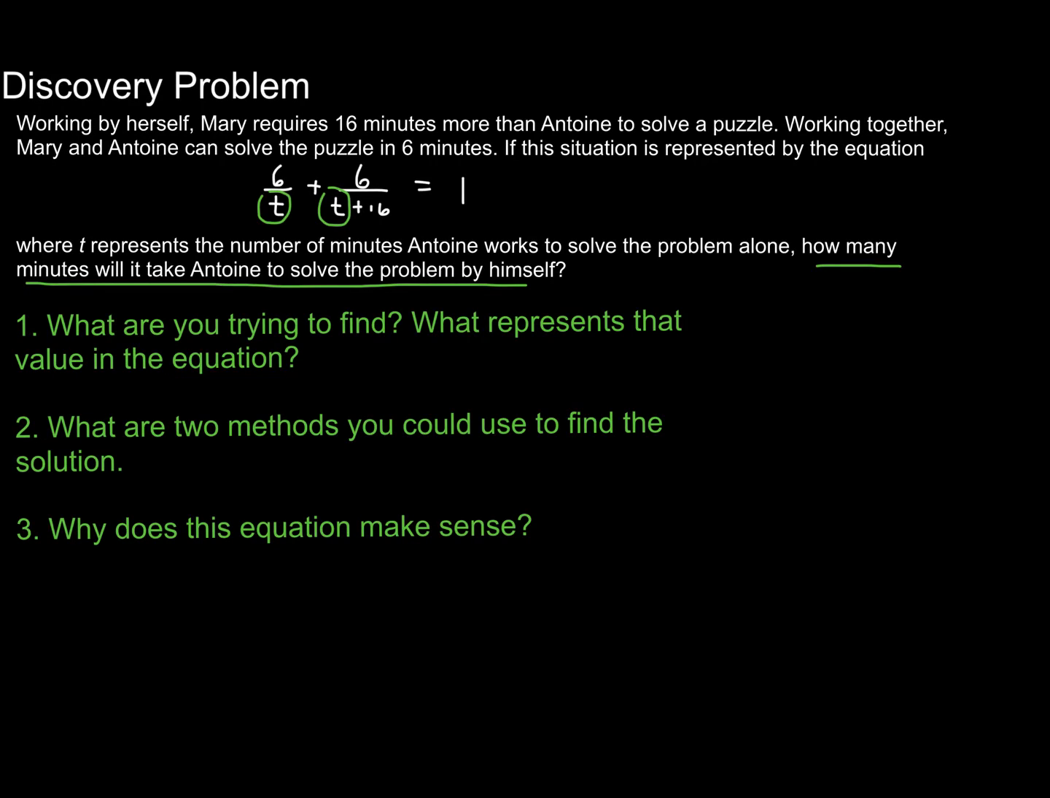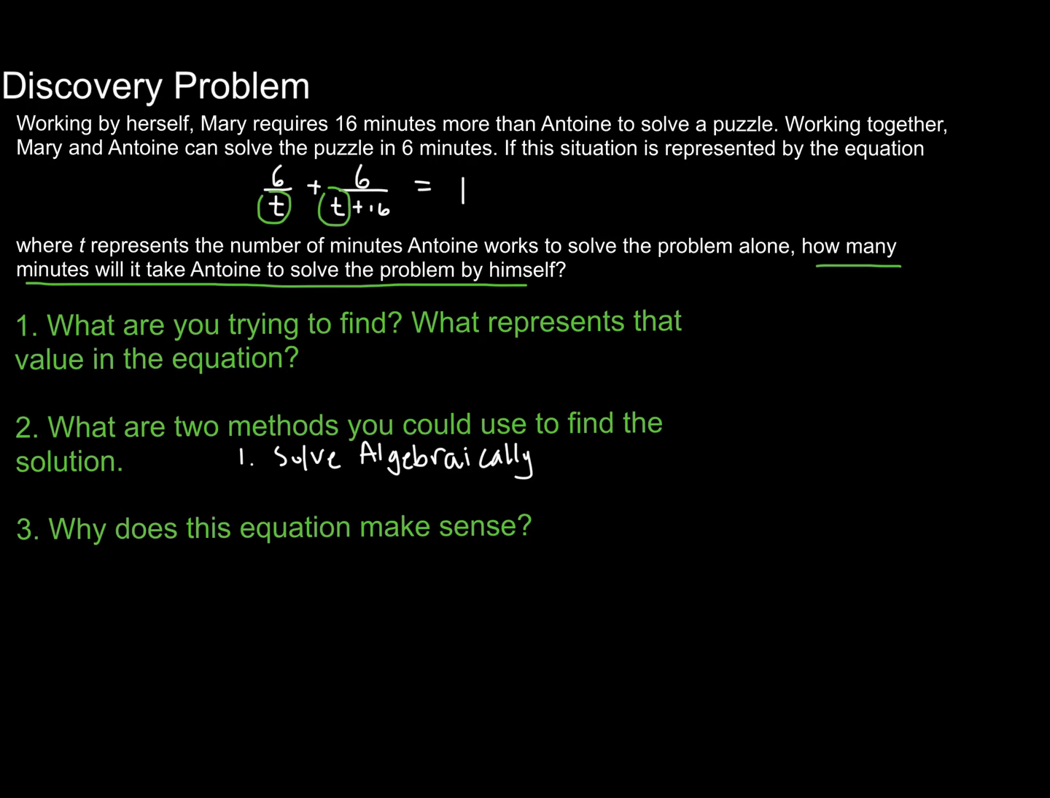Okay, so starting off, we're trying to find how many minutes it would take Antoine to solve the problem by himself. So clearly, what we're looking for is to solve for t in our equation. That's what represents that particular value. Now, what are the two methods we could use? Well, one method that we've discussed is we could simply solve algebraically. We've done this already. In fact, this was one of the equations from our quiz.